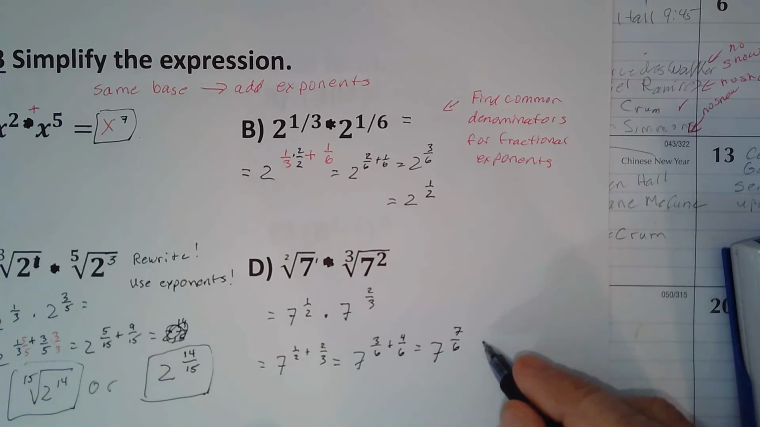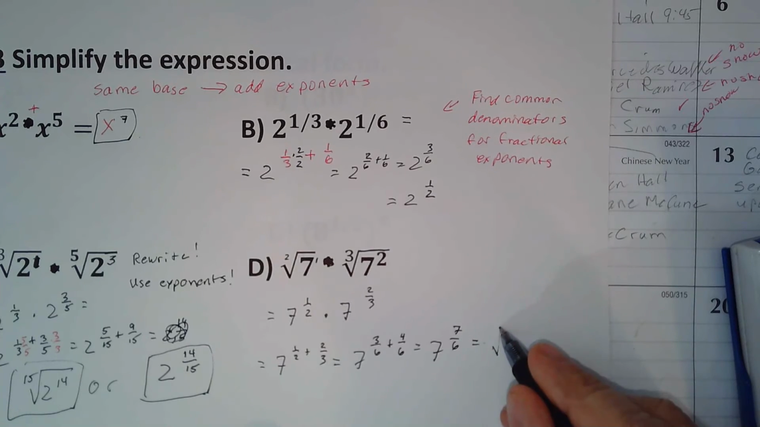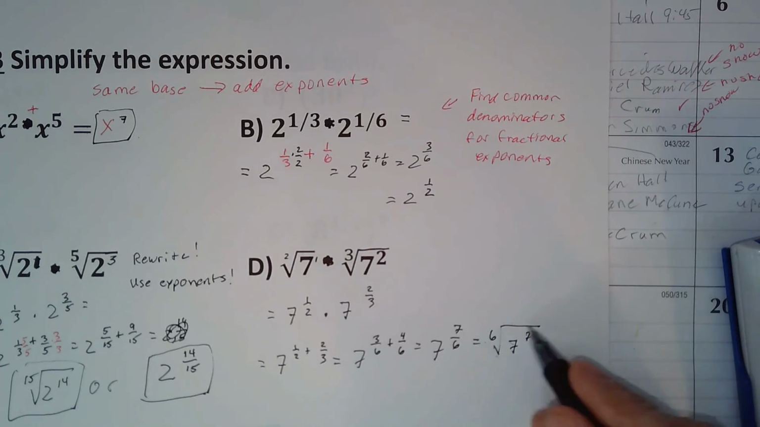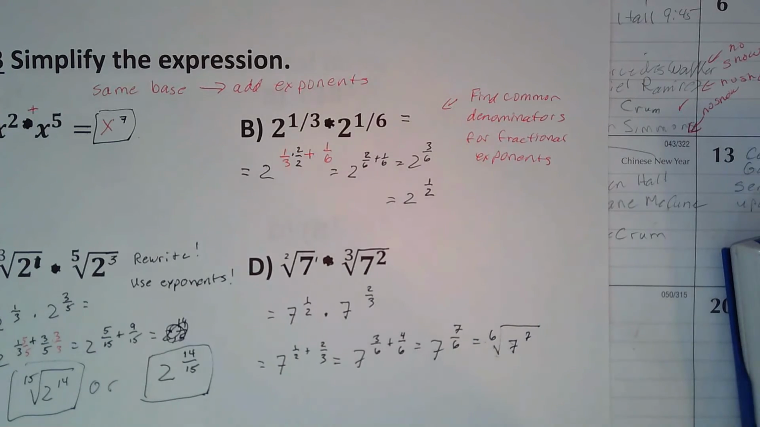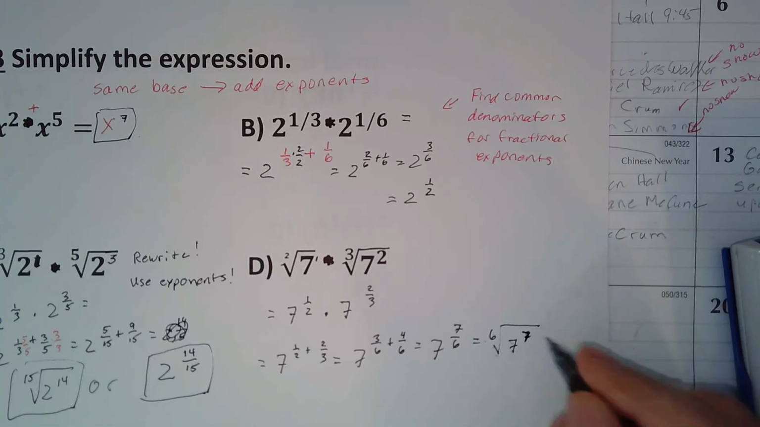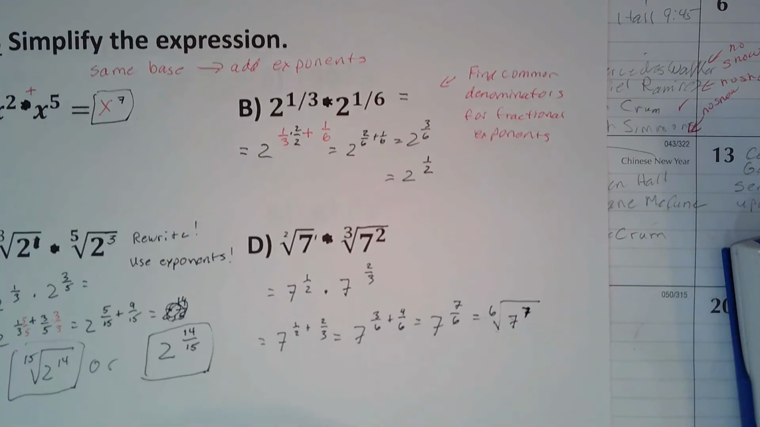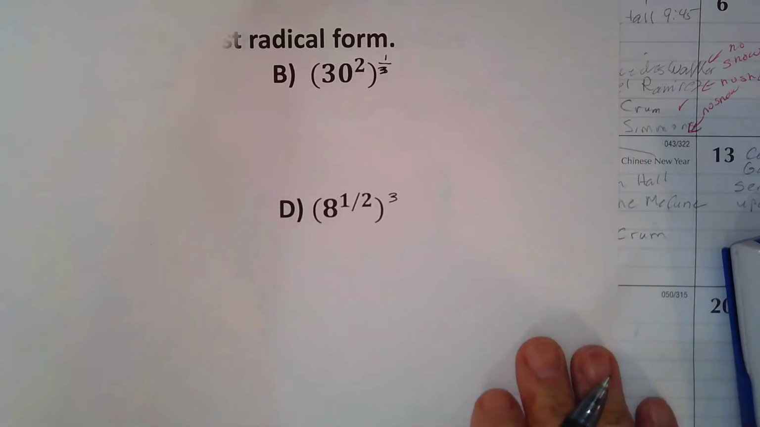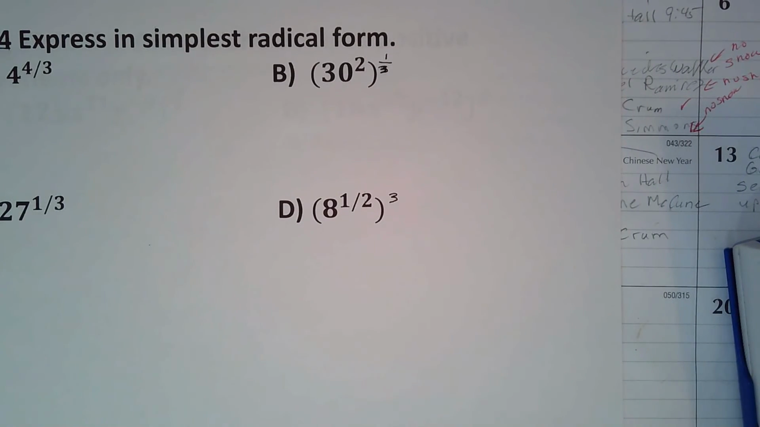And that would change into, if we're going to radical form, 7 to the 7th power, and it's radical 6. So it's the 6th root of 7 to the 7th power. That's a 7 there, by the way. Okay. All right. So pretty simple, pretty easy to do.